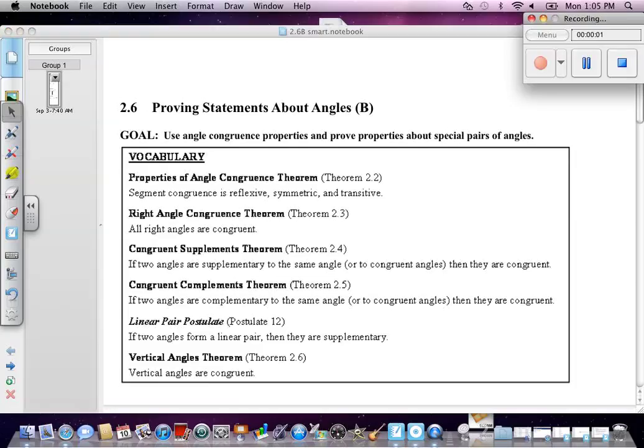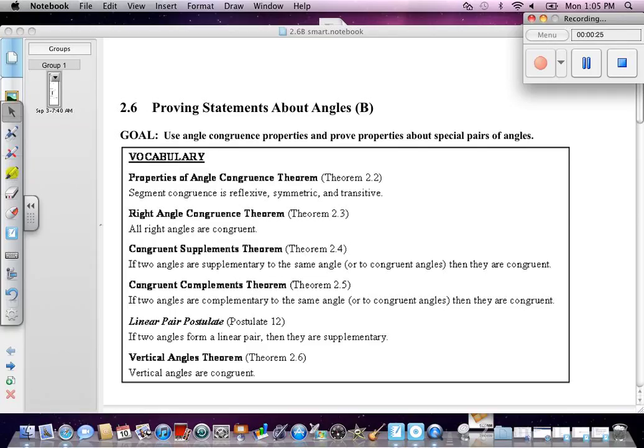Looking at 2.6b, proving statements about angles. We've got the property of angle congruence theorem. Segment congruence is reflexive, symmetric, and transitive. Right angle congruency theorem. This should make sense, right? All right angles are congruent to all right angles? Yeah. Congruent supplement theorem. If two angles are supplementary to the same angle, they're congruent to each other.